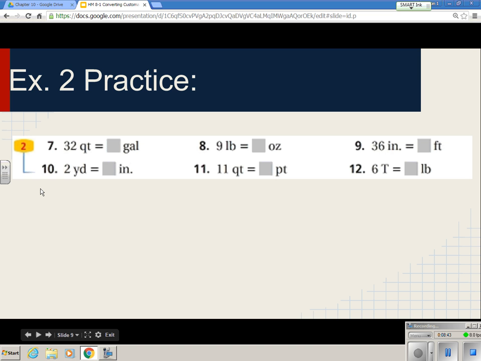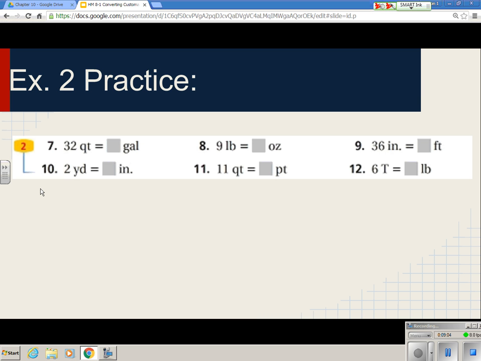All right, let's give it a shot again. We have 7 through 12 here. And this time I am going to help you with the first one, and then you are going to continue on your own. So the first one says there's 32 quarts to how many gallons?